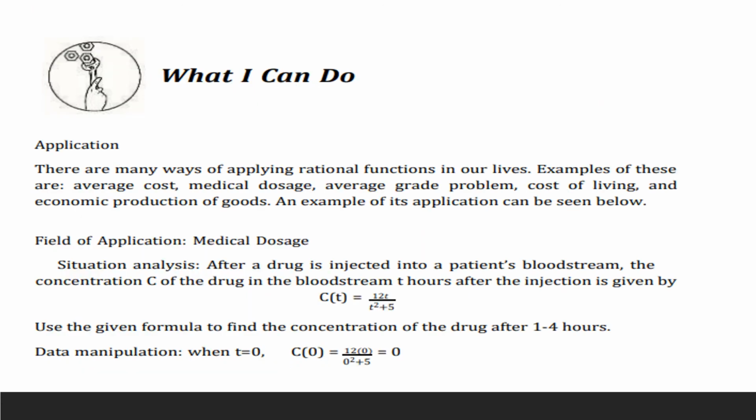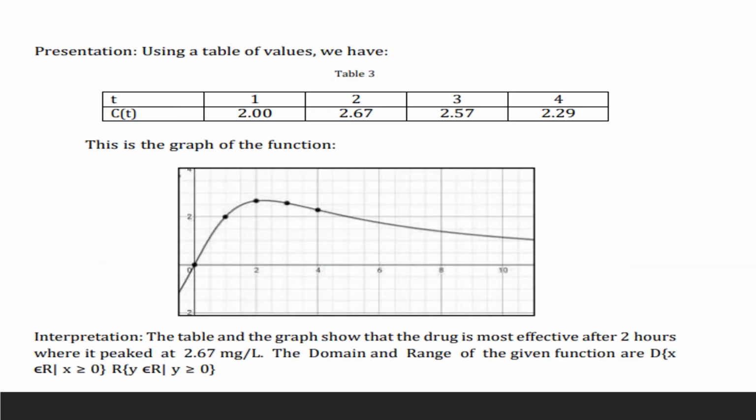Now, this will be your activity, what I can do, field of application, gagawa kayo ng sarili nyong problem. Okay? And then, from that, diba, sabi niya, there are many ways of applying rational functions in our lives. Example of these are average cost, medical dosage, yung kaninang representation natin ng rational function, that's an example of average cost. So, medical dosage, average grade problem, cost of living, and economic production of goods. So, an example of its application can be seen below. So, this is an example. Part yan ng example.